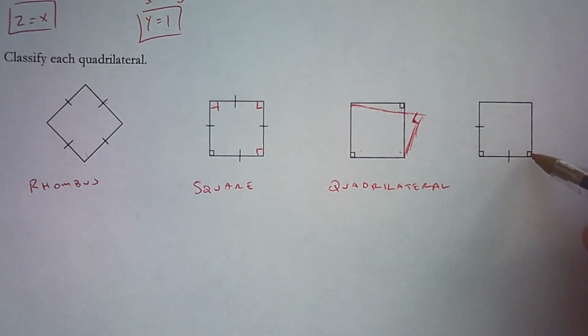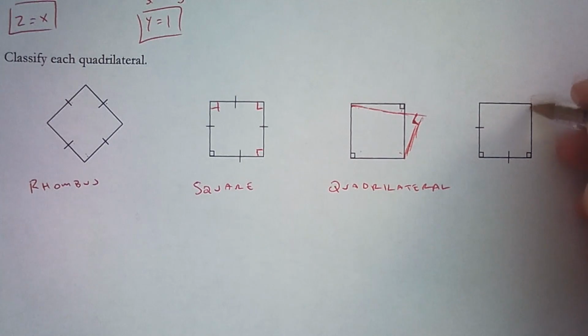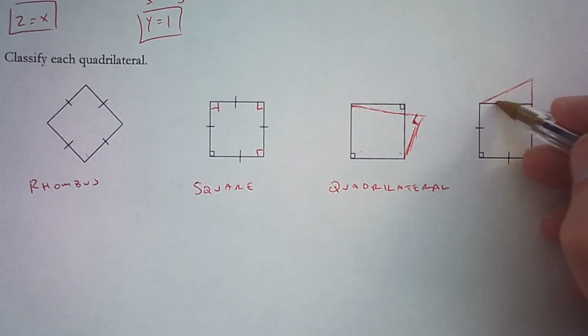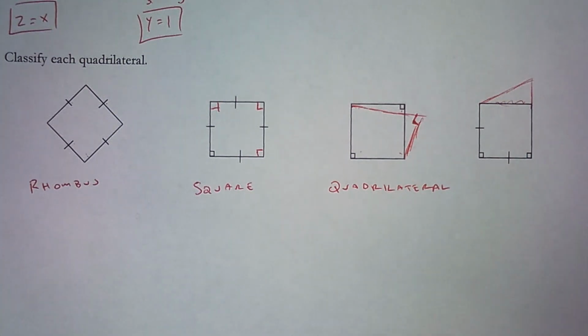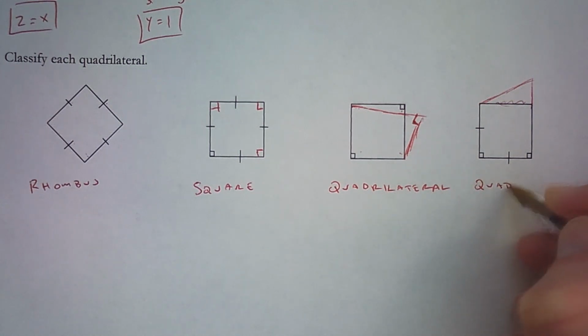Here I've got 2 congruent sides and 2 right angles. That's really not enough to tell me much about anything. In fact, without violating any of the given information, I could extend this side up a little bit to exaggerate. So this is not a rhombus, rectangle, square, or parallelogram. It is just a basic 4-sided figure. It is a quadrilateral.